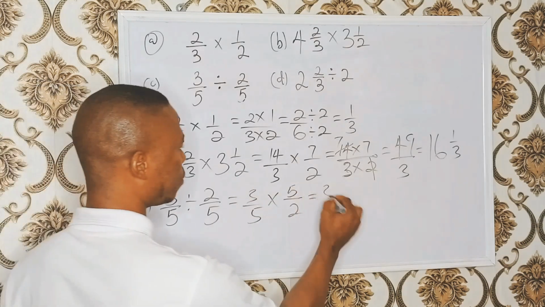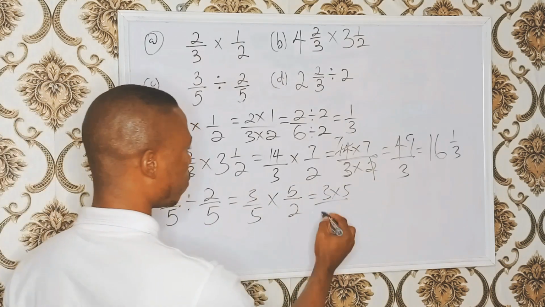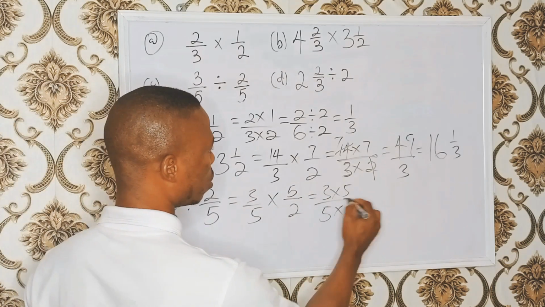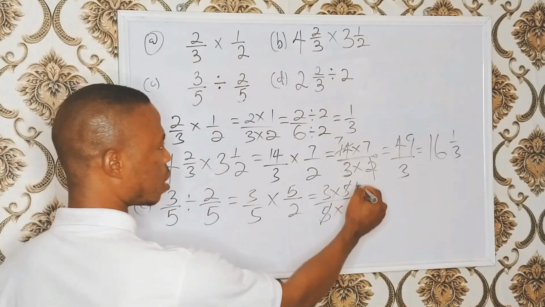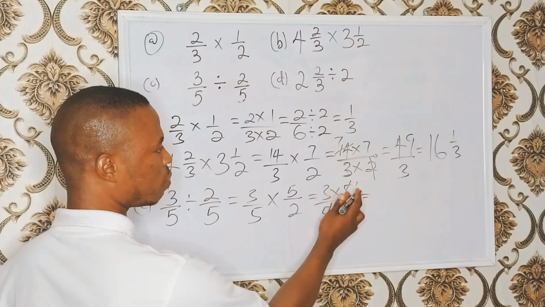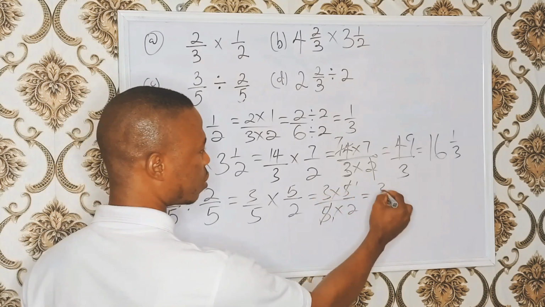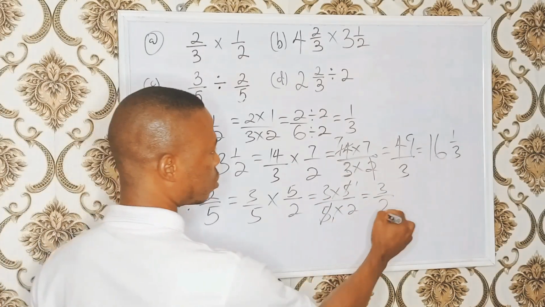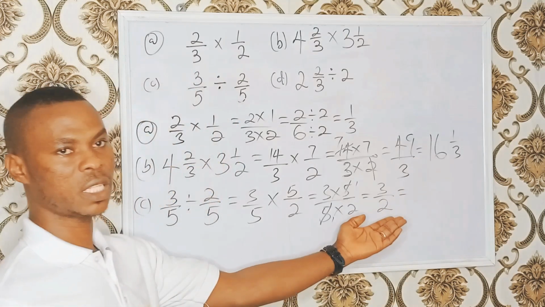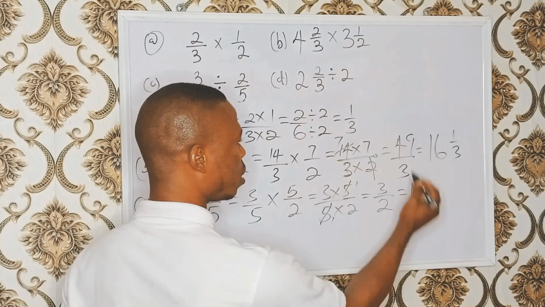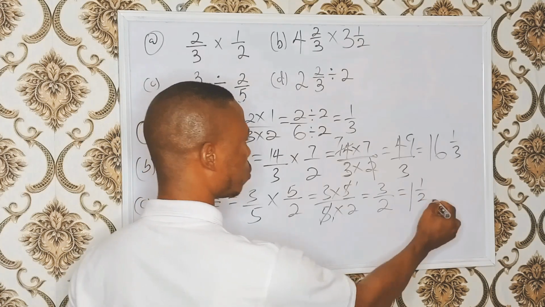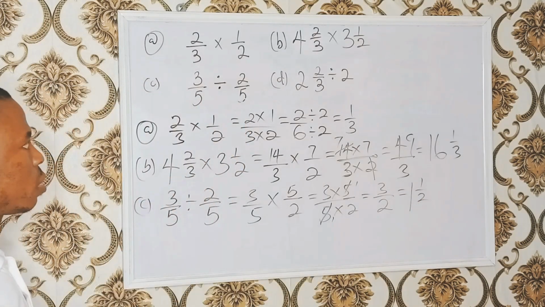3 times 5 over 5 times 2. Now here, 5 can divide 5, that's 1 and 1. So 3 times 1, that's 3. 1 times 2, that's 2. So you can take this to mixed number. 3 divided by 2 gives you 1. It remains 1 over 2. So that's the answer to this.